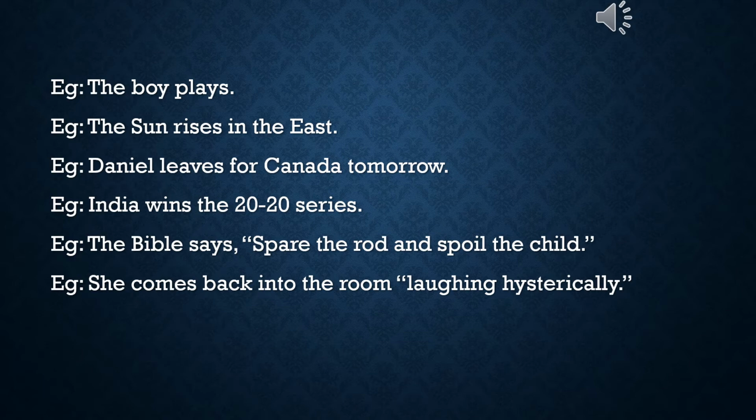The simple present tense can also be used to indicate quotations. For example, the Bible says, "Spare the rod and spoil the child." Here, the simple present tense is used to denote a quotation. In stage directions also, simple present tense can be used. For example, she comes back into the room laughing hysterically. So here, the simple present tense is used to describe a stage direction. So these are the various situations in which the simple present tense can be used.